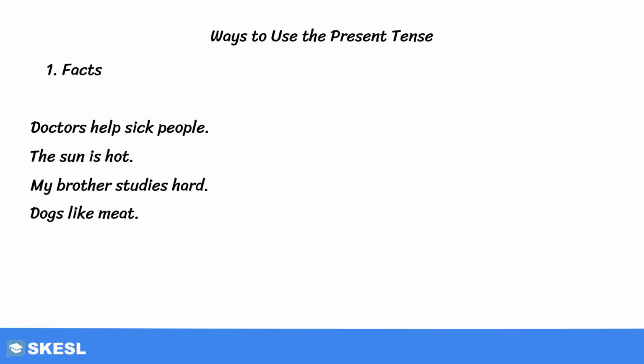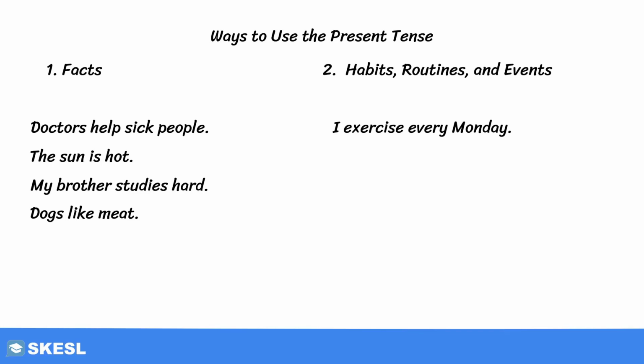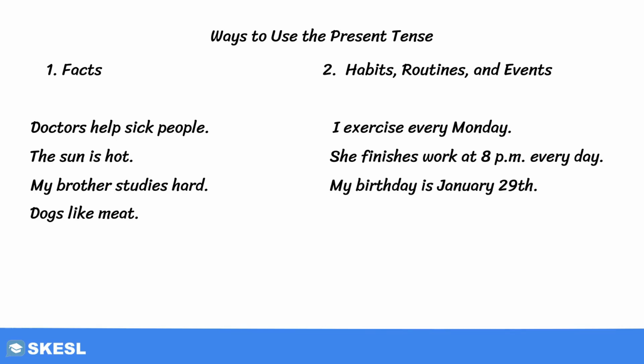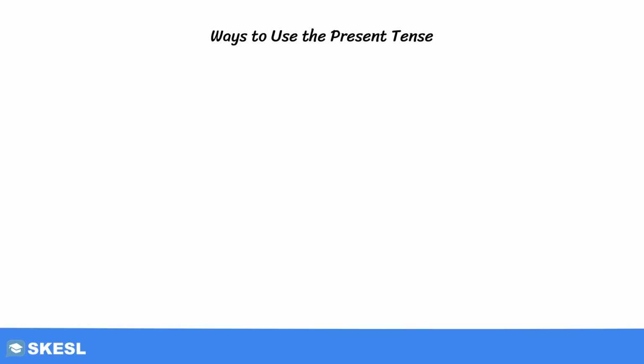Second, we use the present tense to talk about habits, routines, or events. The present tense tells how often or when something happens. For example, I exercise every Monday. She finishes work at 8 p.m. every day. My birthday is January 29th. The World Cup happens every 4 years.